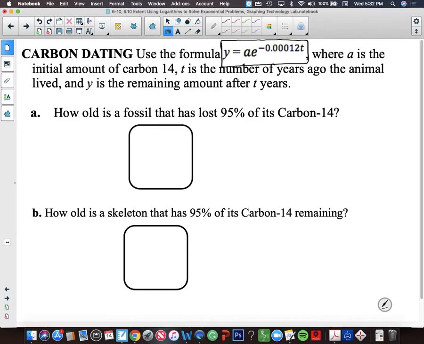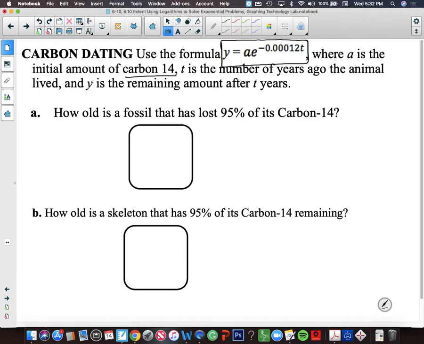Okay, so use the formula given there, where A is the initial amount of carbon-14. Okay, you don't really care about the 14 in there, so don't get hung up on that. That's just talking about the compound that we're looking at. T is the number of years ago the animal lived, and Y is the remaining amount after T years. Okay, how old is the fossil that's lost 95% of its carbon-14?